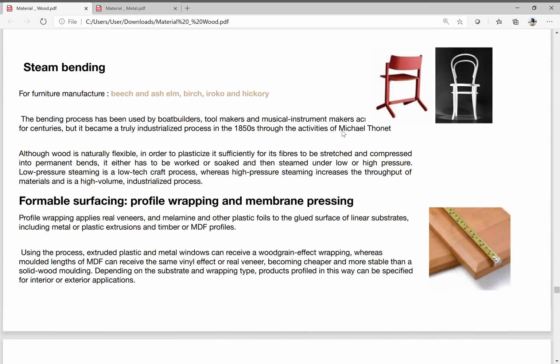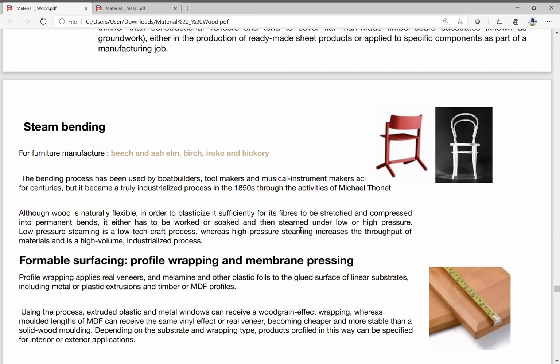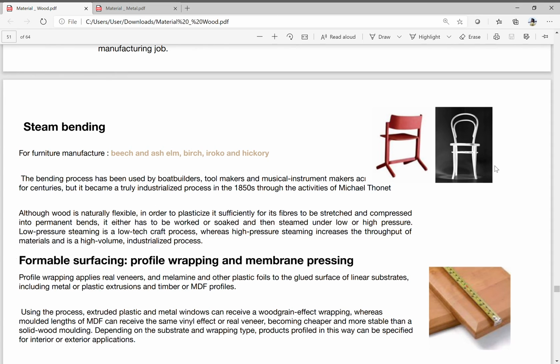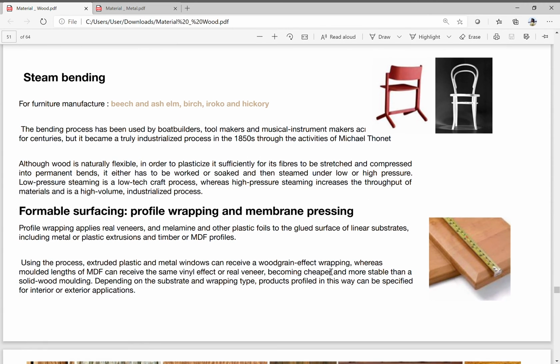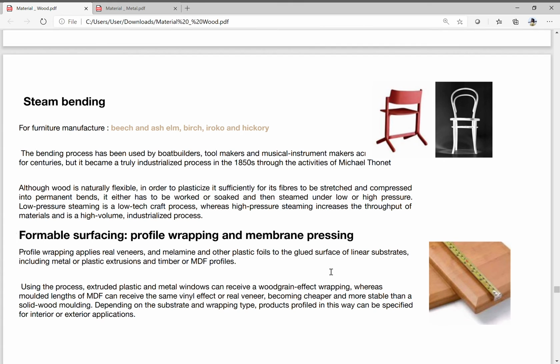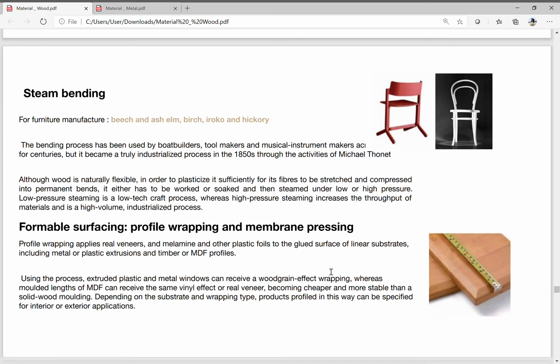So you have your steam bending. For furniture, you have your beech and ash, or your birch, and then your hickory. These are woods that are easier to manipulate when it comes to bending. So you have your Thonet bentwood chair. And then you have your formable surfacing. You have your profile wrapping and membrane pressing. It applies for veneers and melamines and other plastic foils. So you have your substrate, and then it's like you gift wrap it.